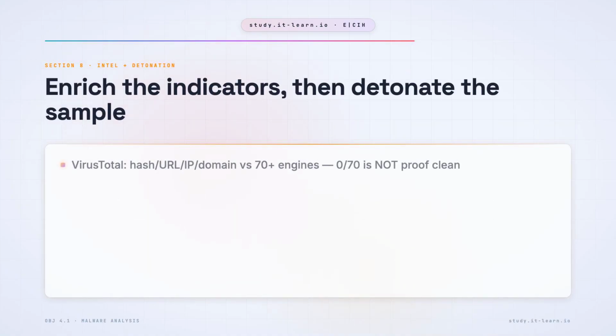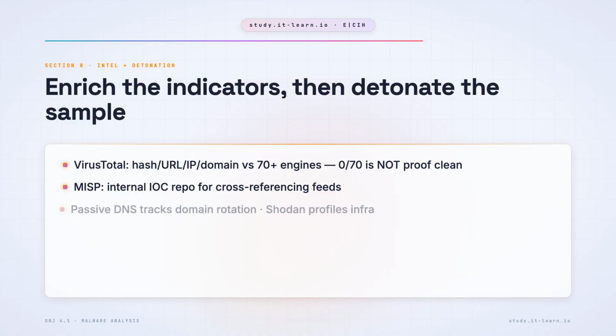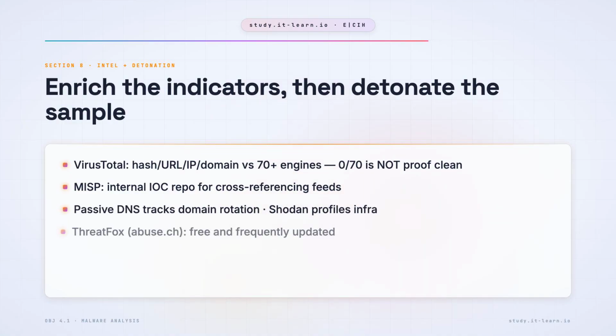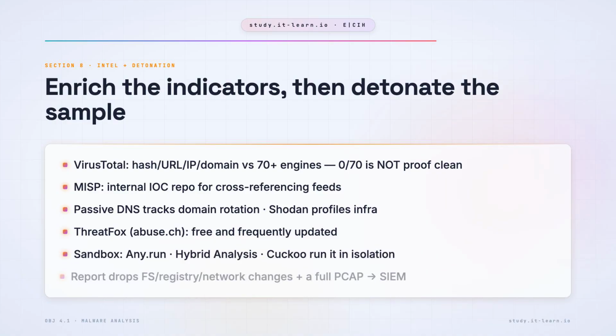Now you've got indicators. Enrich them with threat intelligence and then detonate the sample. VirusTotal checks a hash, URL, IP, or domain against 70 plus engines. But remember, 0 out of 70 is not proof of clean. MISP is your internal IOC repository for cross-referencing feeds. Passive DNS tracks the attacker's domain rotation. Shodan profiles infrastructure, and ThreatVox from abuse.ch is free and fresh.